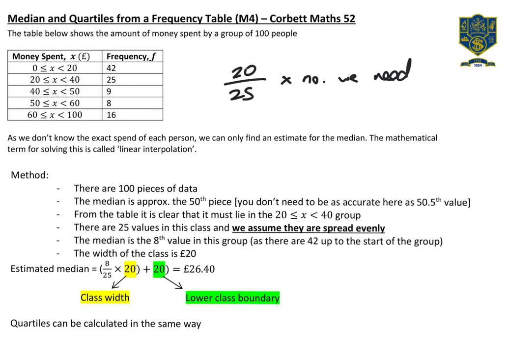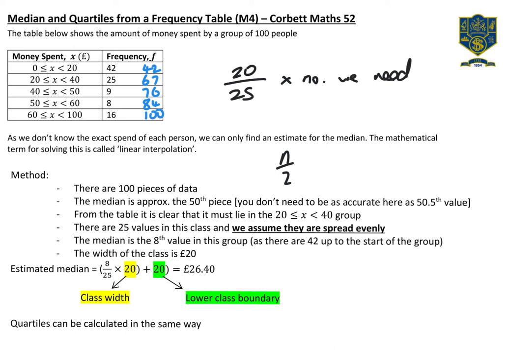So in this case, there are 100 pieces of data. So the median we know is going to be 50th. So here, remember, we're going to use n over 2. We could use n plus 1 over 2, but because it's even and because it's grouped, we can just do n over 2. So it's the 50th term here. From the table, that's going to be in the 20 to 40 group. That's because, well, we could work out the cumulative frequency. So 42 plus our 25 is 67, plus 9 is 76, plus 8 is 84, and plus 16 is 100.